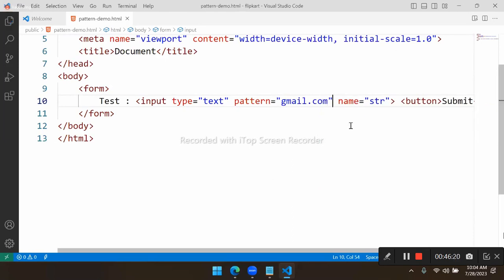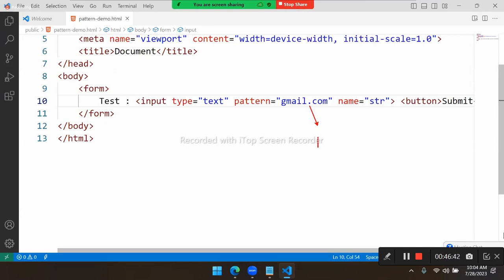So anything else is not allowed. Only gmail.com is allowed. Now, what is the problem in this? In a pattern, the dot actually means any single character.